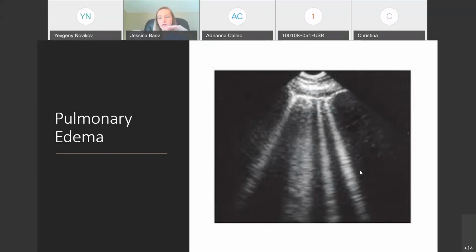There was actually a study that looked at this. They did a lung ultrasound of dialysis patients before and after dialysis, and they could see the disappearance of the B-lines as the patient received dialysis and had the fluid removed, which is kind of cool.